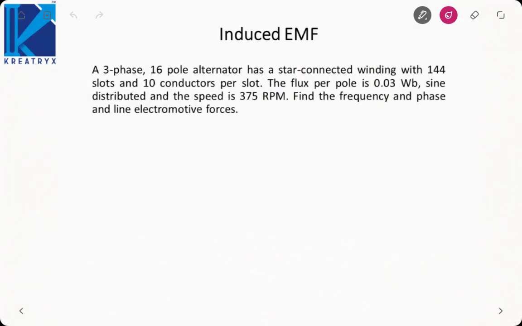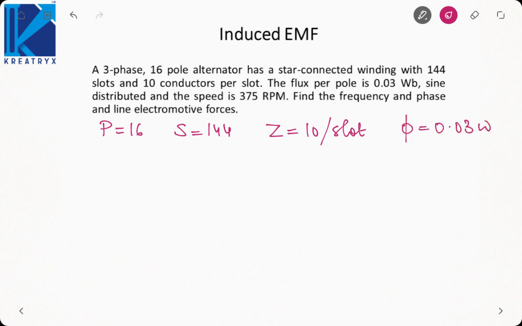Next problem, let us see on the similar concept. It is saying we have a 16 pole alternator, that is poles are 16, slots are 144, conductors are 10 conductor per slot. Now flux per pole is 0.03 Weber. Speed is 375 RPM. We need to calculate the frequency and the phase and the line voltage.